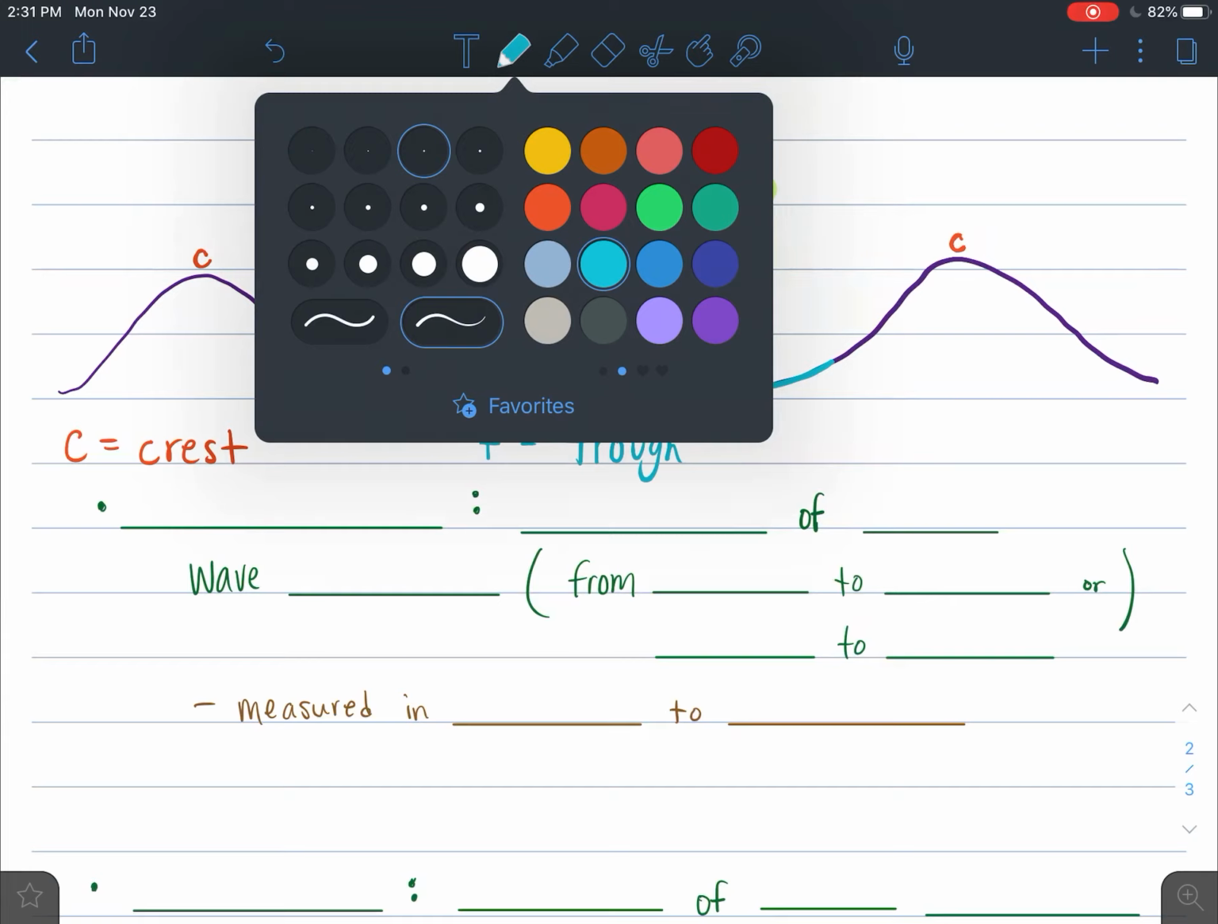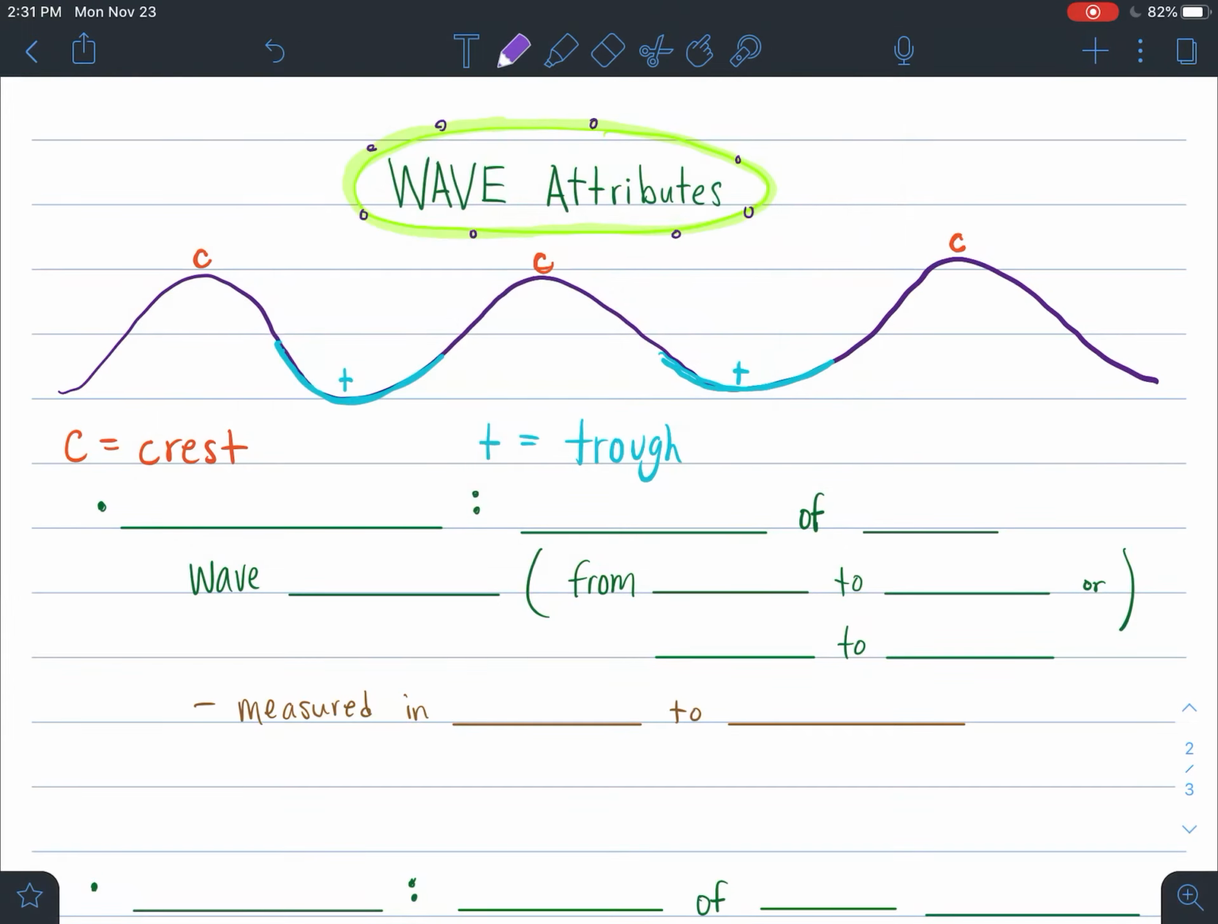The crest and the trough allow us to start identifying other parts of waves. For example, our first wave attribute other than the crest and the trough is the wavelength. The crest and the trough give us fixed reference points that we can use to discuss what the wavelength is. And the wavelength is a distance. It's the distance of one complete wave cycle.